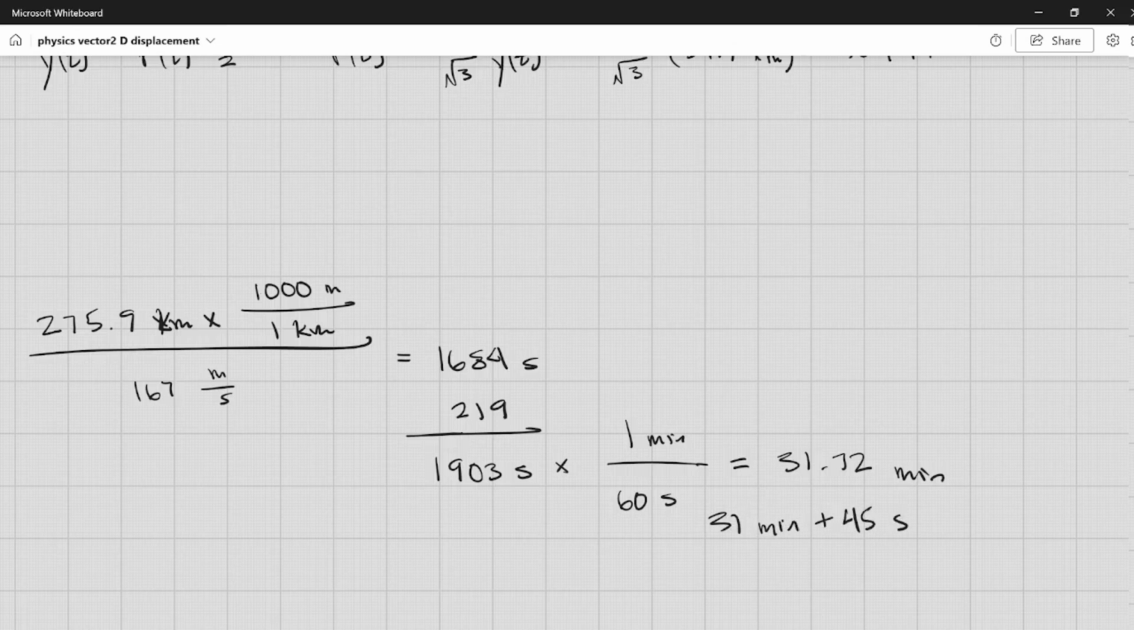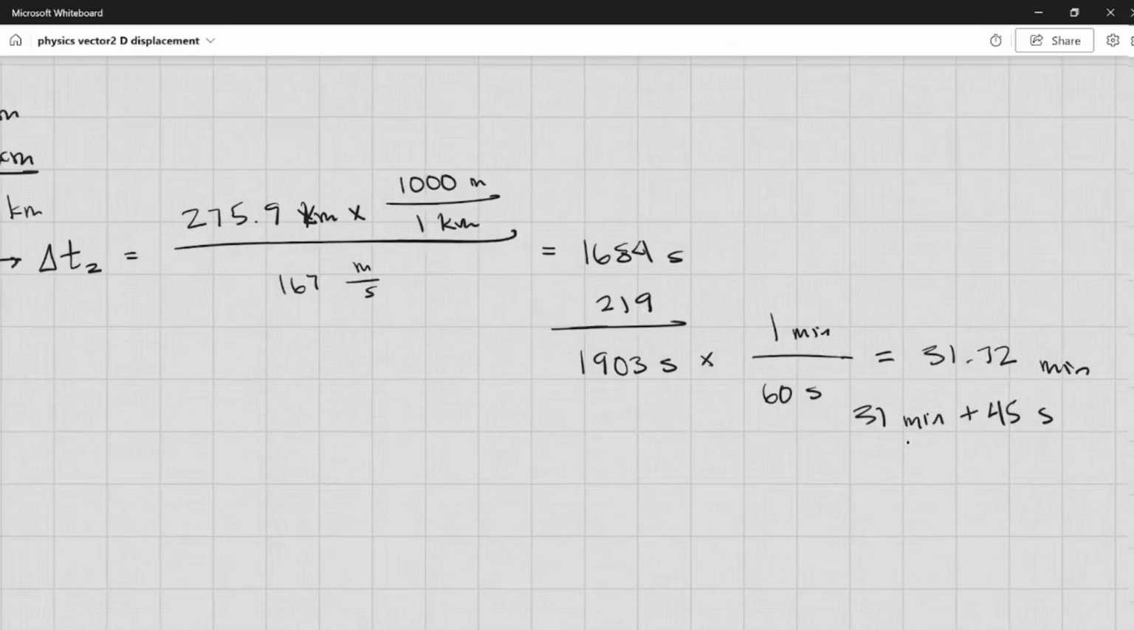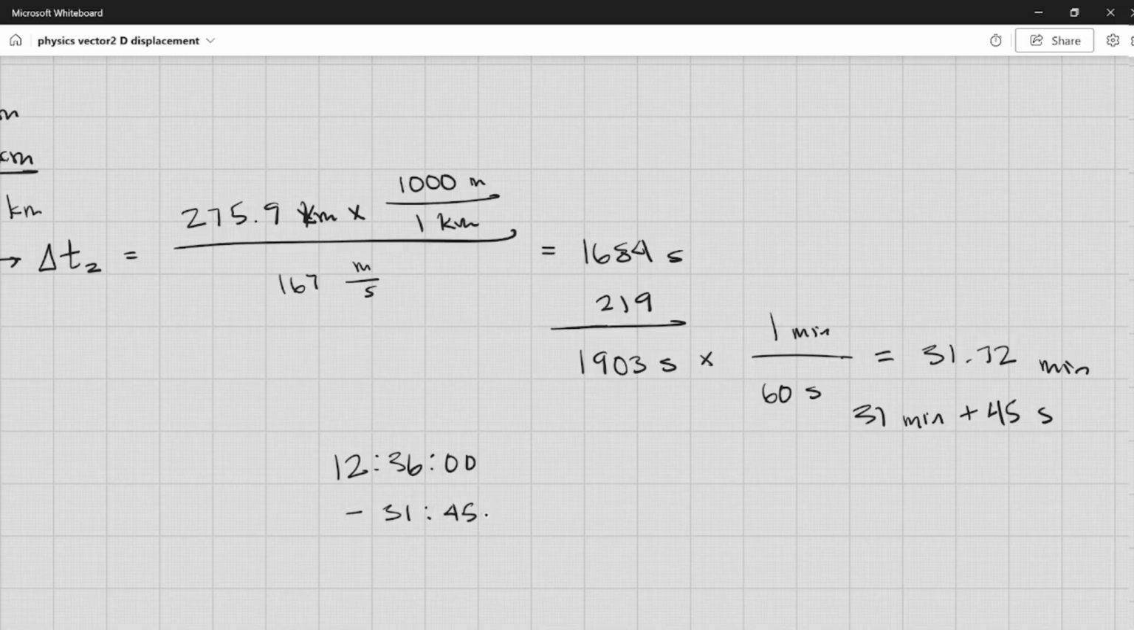Okay. Now, the plane went missing at 12:36 p.m. And so if we subtract 31 minutes and 45 seconds, we end up getting about 12:04, right? So now they know how far back to search the surveillance to catch the thief in the act and make an insurance claim.